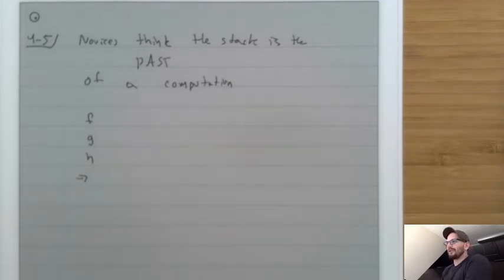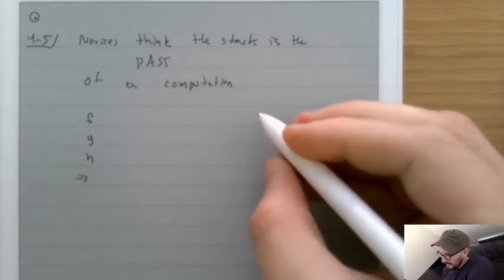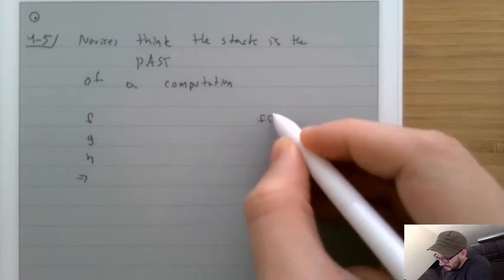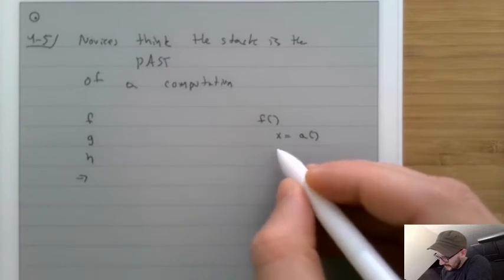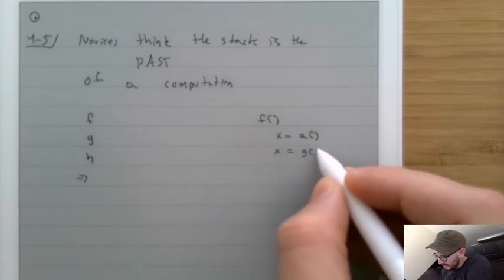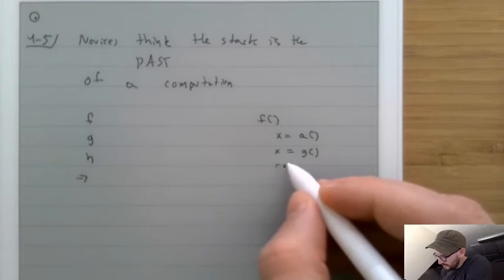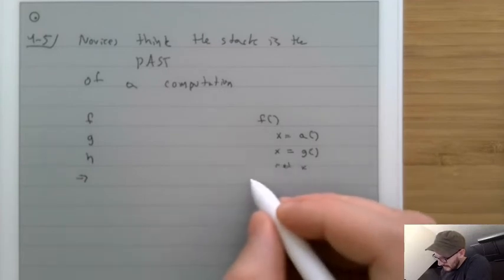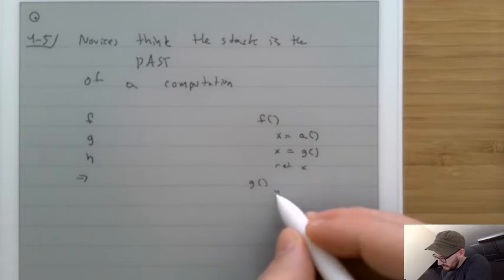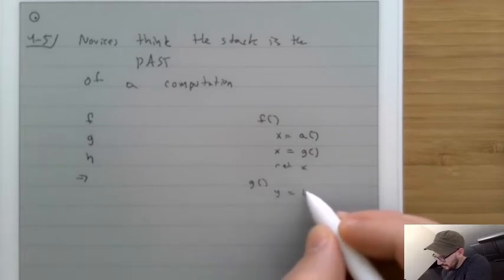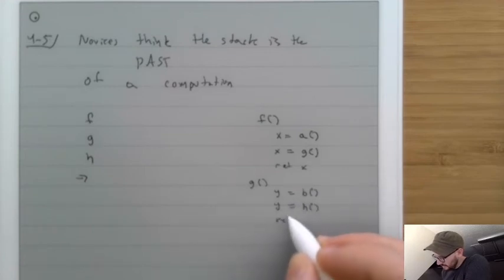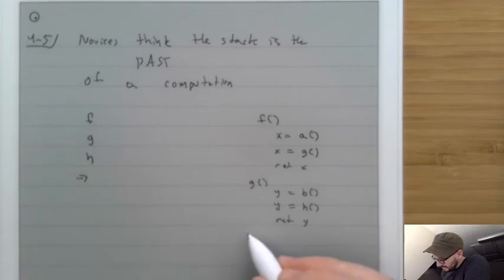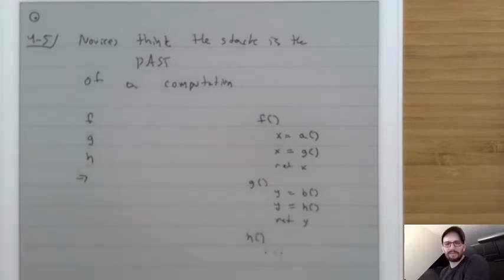And that's kind of true. The problem is that what if your program looked like this? What if your program, inside of the function f, said something like x equals calling the function a, and then x equals calling the function g, and then we're going to return x. And then inside of g, it says y equals calling the function b, and then y equals calling the function h, and then we're going to return y. And then inside of the function h, that's what's happening right there.